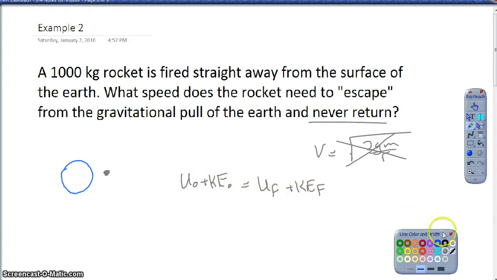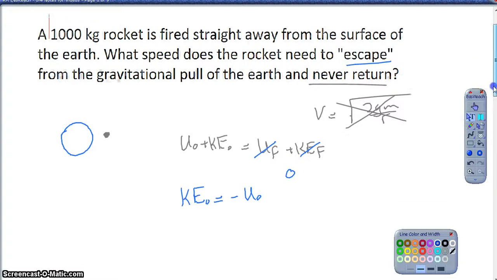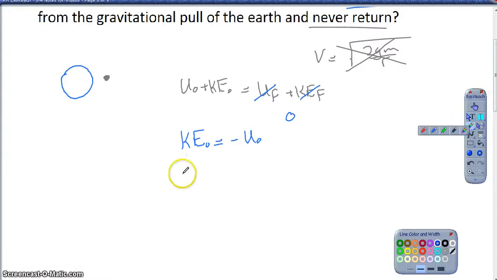The key concept then becomes the final potential energy and the final kinetic energy are both 0 if it's the minimum escape velocity, the minimum speed needed to escape the Earth, which by definition is what the escape speed is. So my final needs to be 0, and that tells me that the initial kinetic needs to be equal and opposite to the initial potential energy. And as soon as I establish that fact, this problem, in all seriousness, is pretty easy.